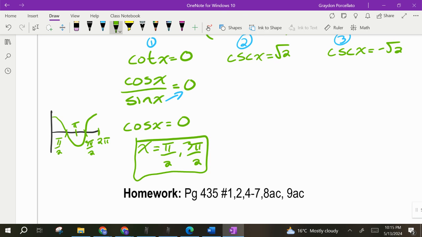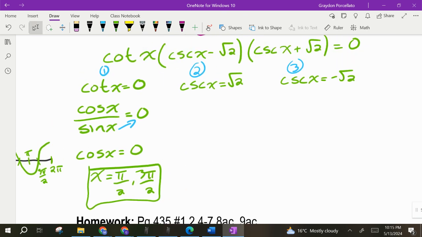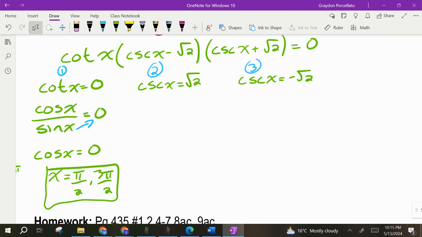My second set of solutions, cosecant x equals root 2. Well, because I actually kind of have two of these, there's a couple ways to do this. Let's do it this way. Cosecant is, and this will be on your formula sheets, r over y. And cosecant, just so we remember, is the reciprocal of sine.